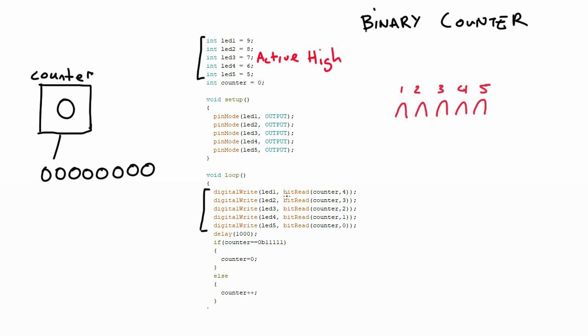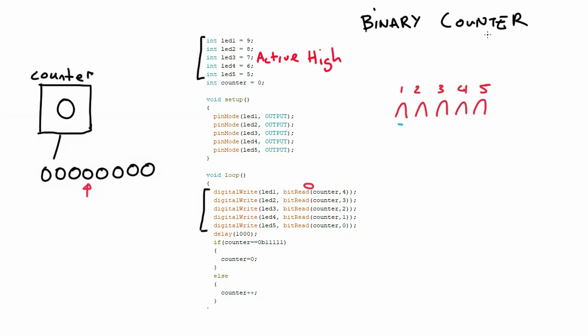so turn it on or off, and this is going to be based on what I read out of this counter. So I've got bit read and then counter, and then I want to read bit 4. So I go to bit 4, which is this one here. Remember, the bits start from 0 and go to the left. And this returns a 0. So I'm going to write a low on bit 1. So it's going to stay off.